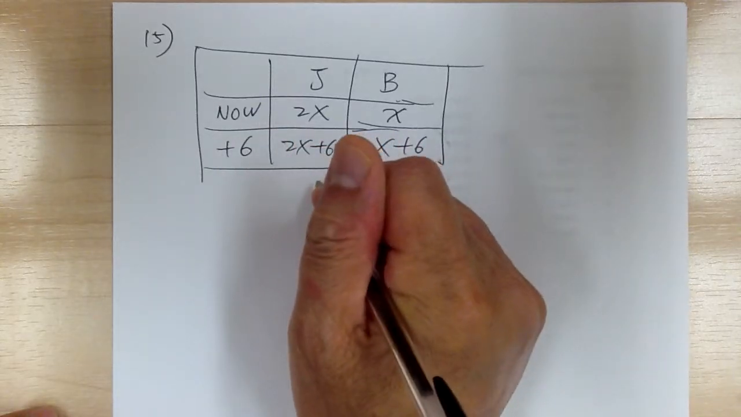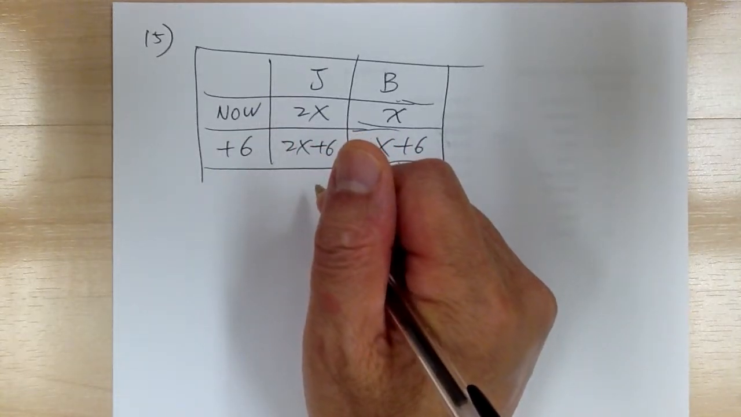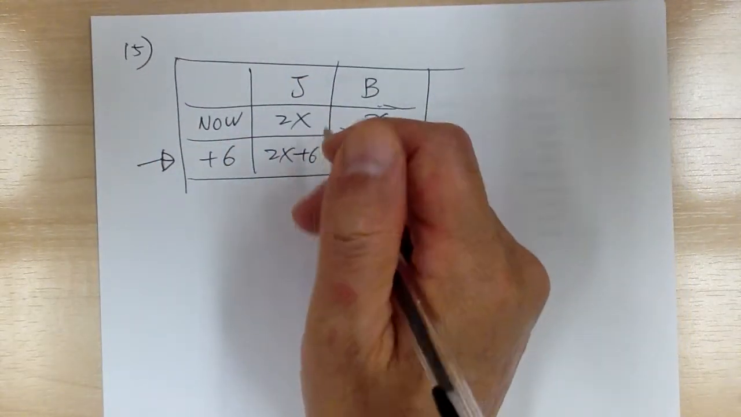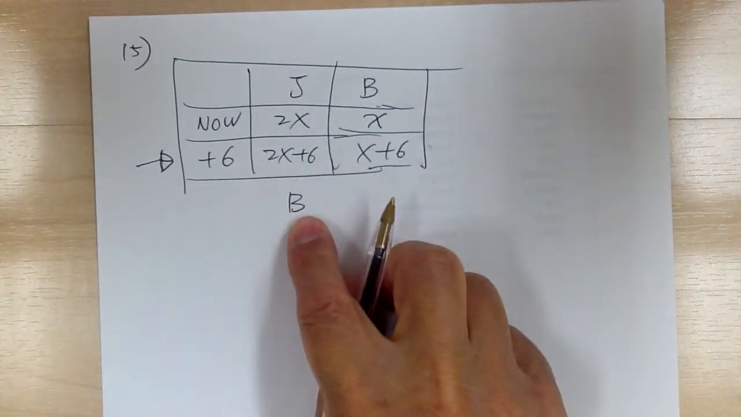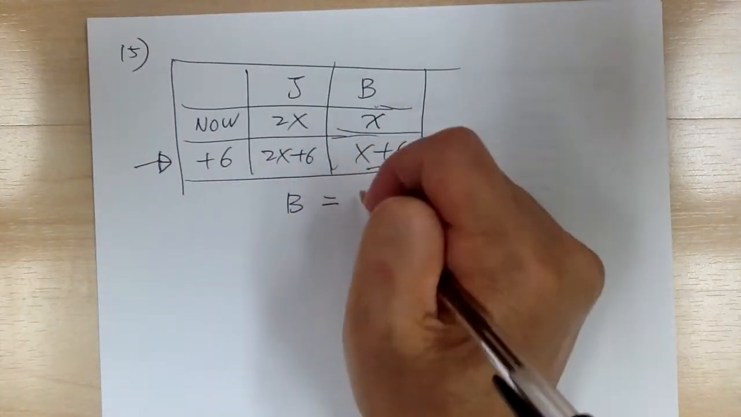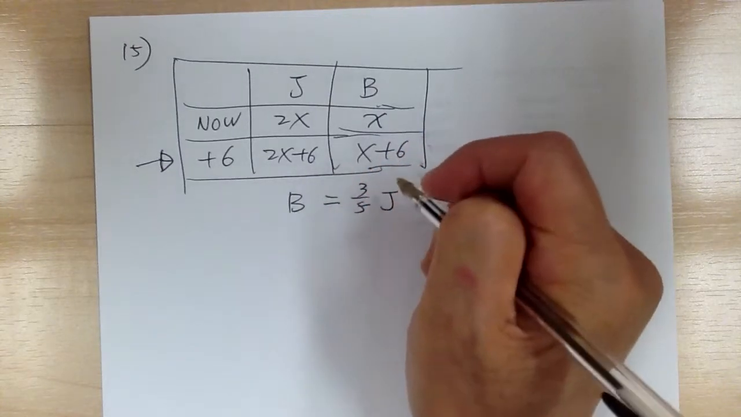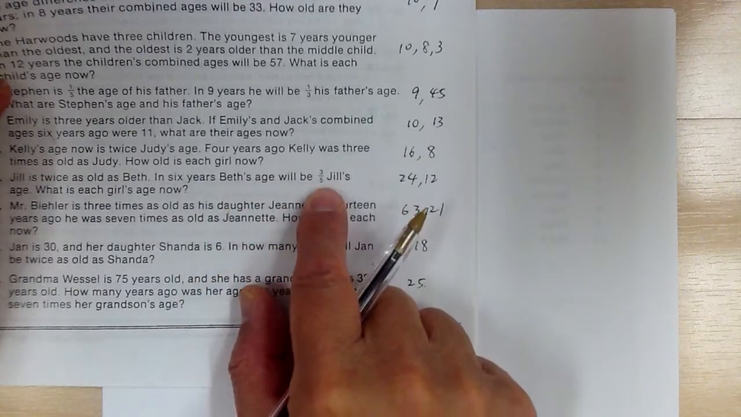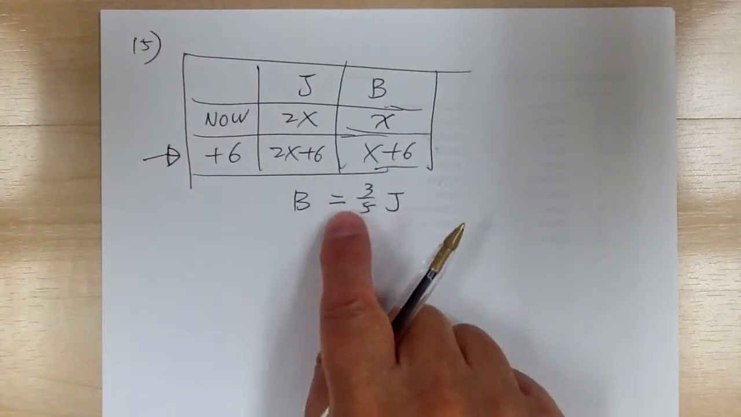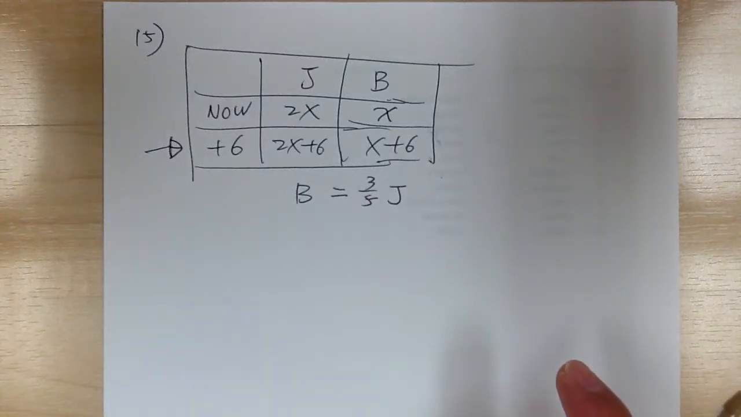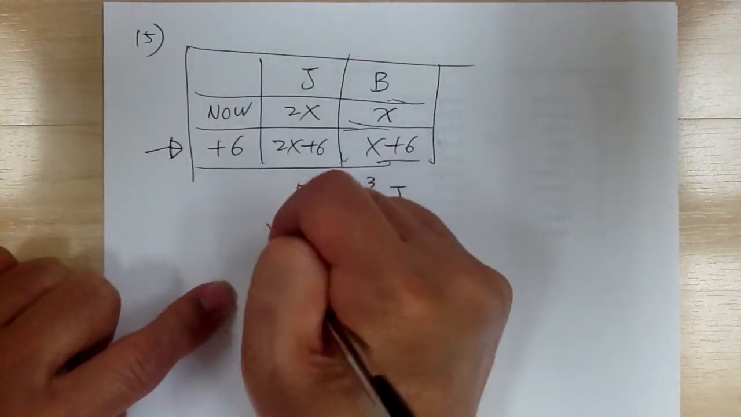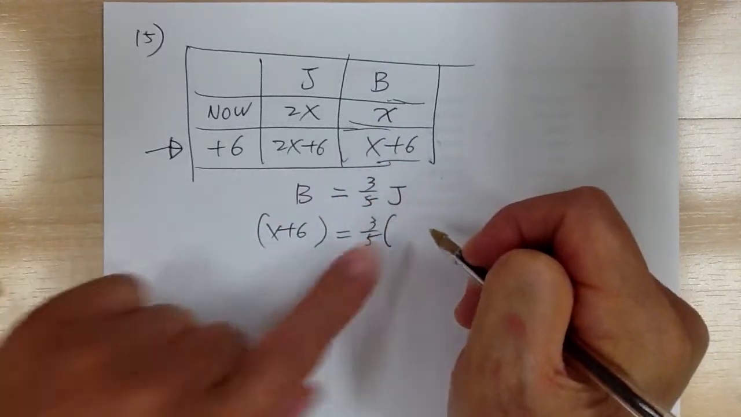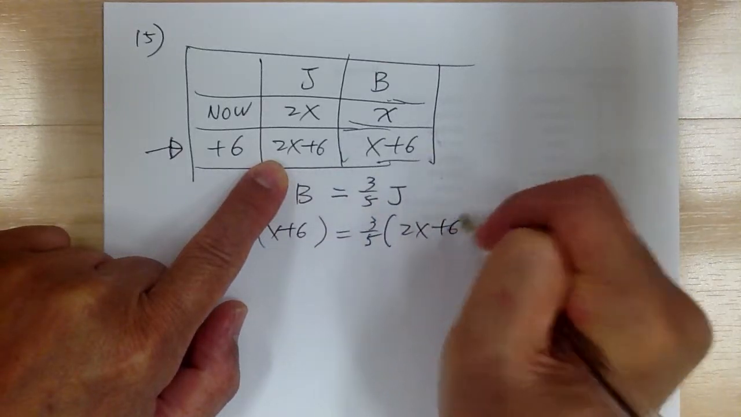So now you go ahead and do the translation. In 6 years means you have to use these to substitute. In 6 years, Beth's age, so that's B, will be equal to 3/5 of Jill's age. So you just write down exactly what it says. B is 3/5 J. So now you go and do the substitution. B is x plus 6, times 3/5. Again, whatever you substitute, put in parentheses. J is 2x plus 6.